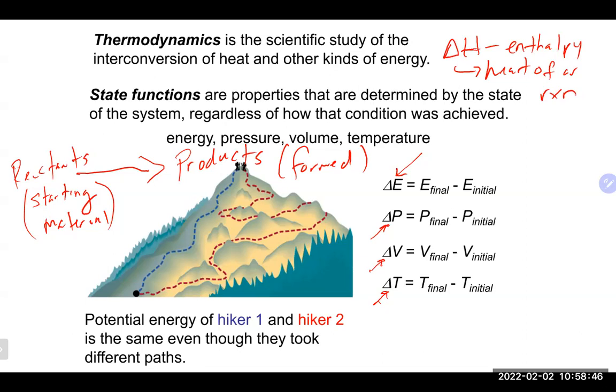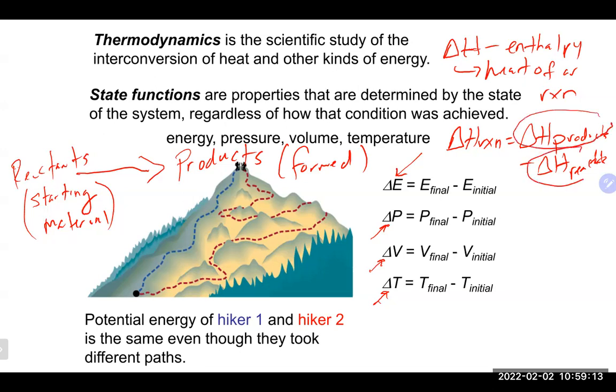One of the ways that you could calculate the delta H for a reaction is that the delta H of a reaction is equal to the delta H of your products minus the delta H of your reactants. So we take our final, which is our products, minus our initial, and that is how we can calculate something like delta H.